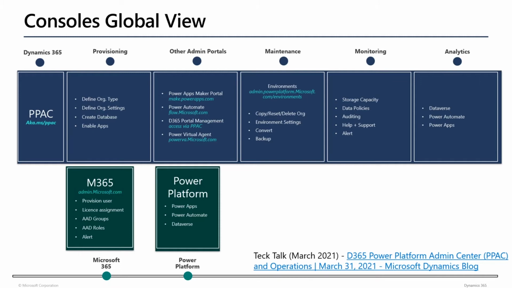M365 for the user access. Then you go for the second phase that we have identified as other admin portals, where you can complete the rest of the configurations, and it can be done in one of these portals we have available at the moment. We just marked these four: Make, Power Automate, Portal Management, and Virtual Agents. The rest of the work around your environments would focus on maintenance, monitoring, and metrics or usage analysis.